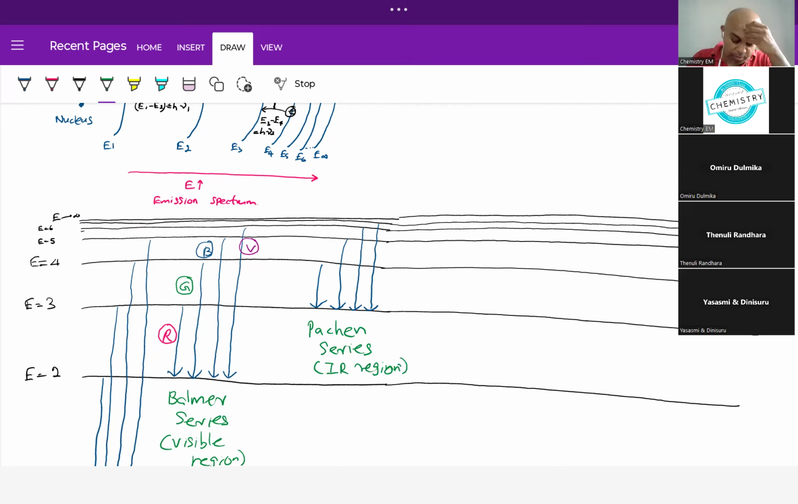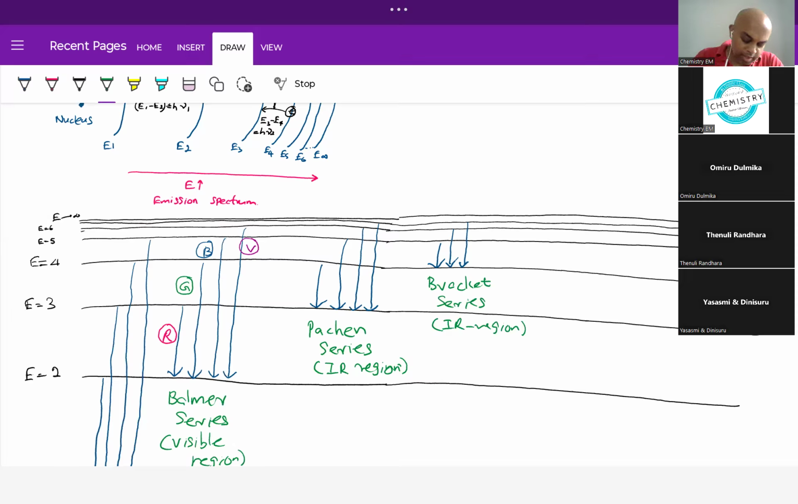There can be some jumps from high energy levels to E equals 4, right? So it can be something like this. This series is called the Brackett series. Brackett series. B-R-A-C-K-E-T-T. This is also in the infrared region. That's why we can't see them.